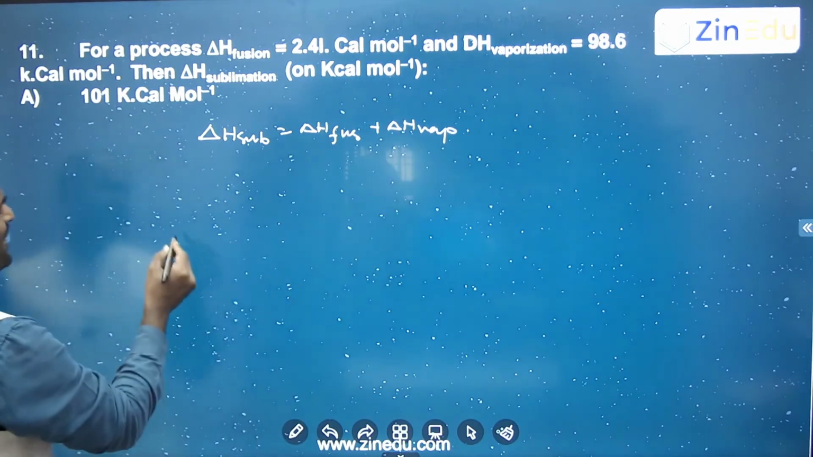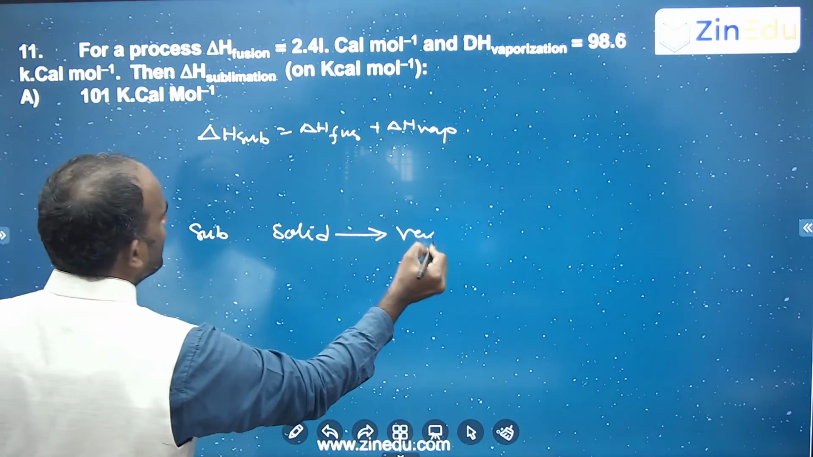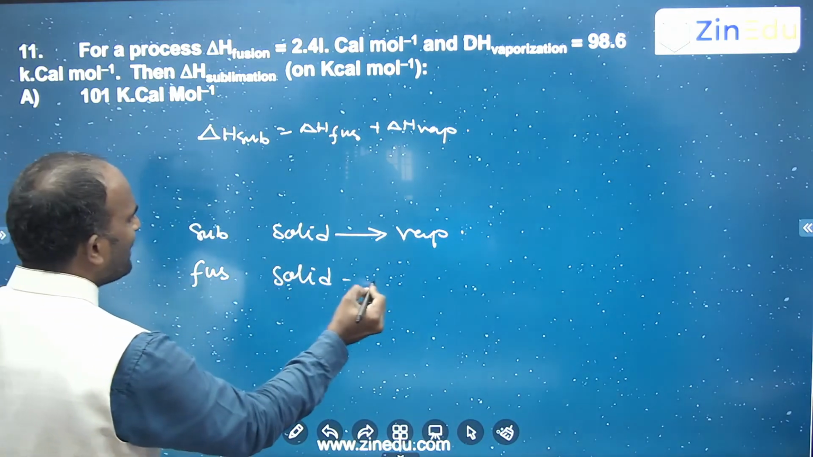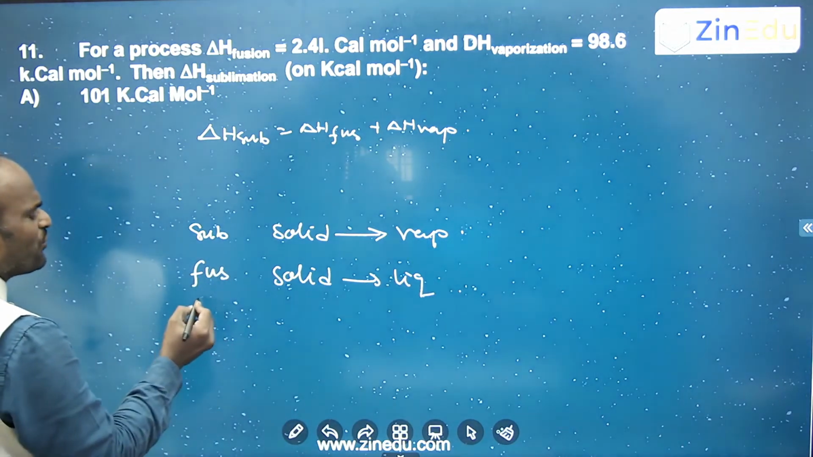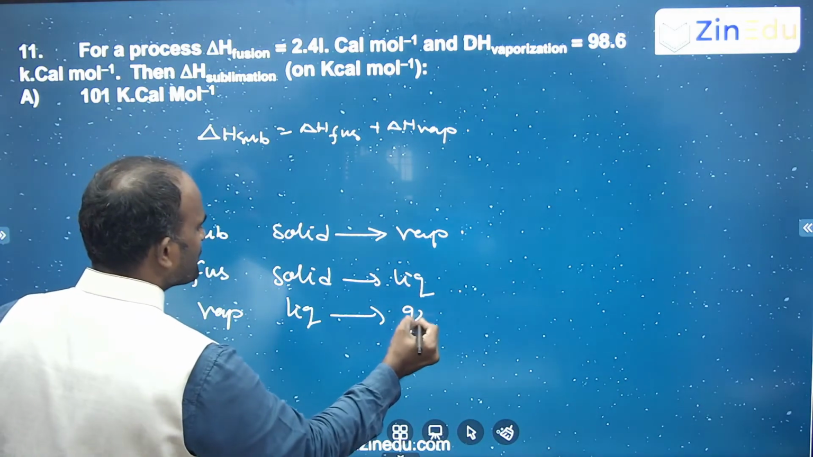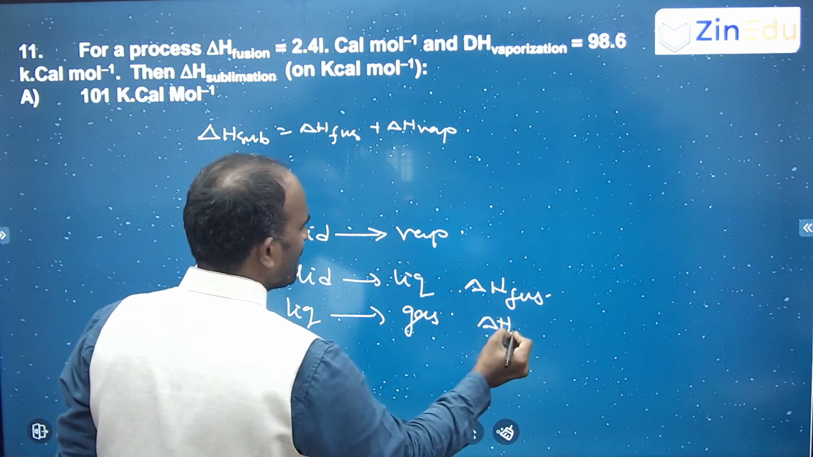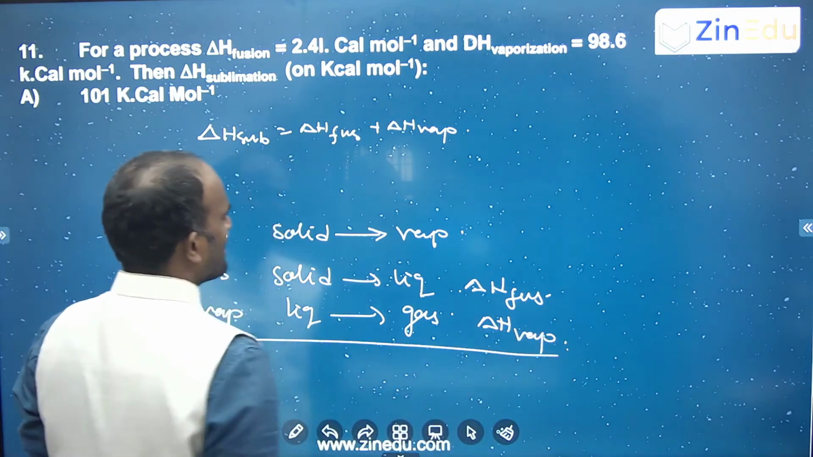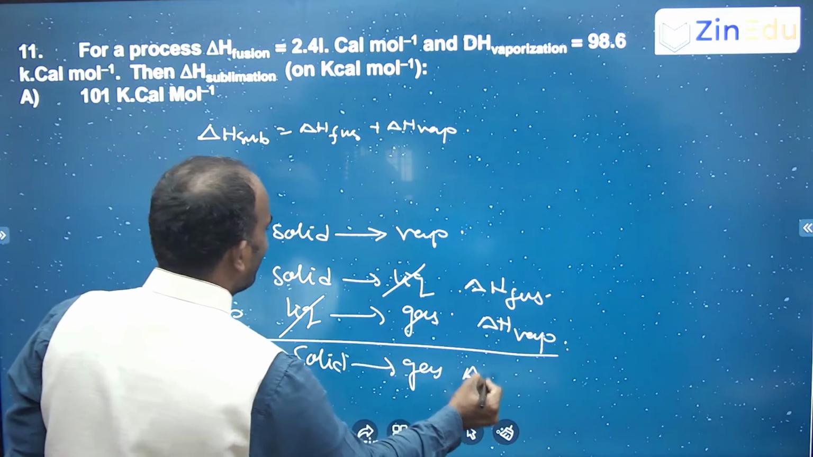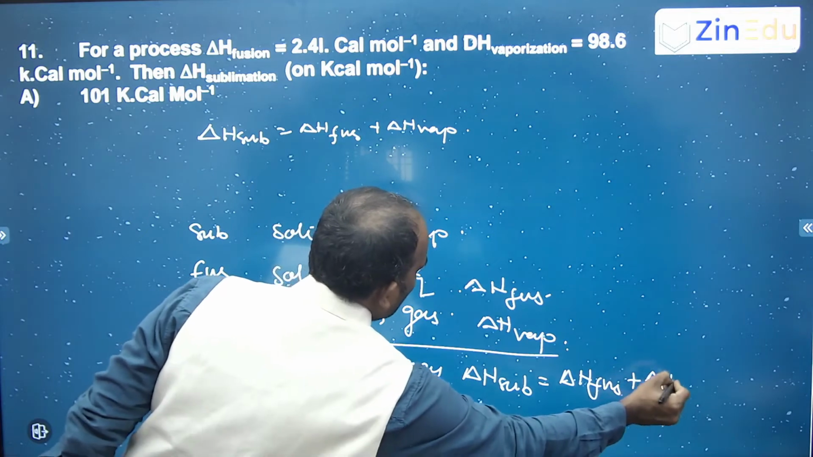Why? Sublimation. What happened in the case of the sublimation? A solid state substance will be directly converted to the vapor state. But in the case of fusion, what happens? Solid will be converted to the liquid, and in the case of vaporization, liquid is converted to the gaseous phase. Now this is delta H fusion, this is delta H vaporization. Now the sum of these two, liquid gets cancelled. Now solid will be converted to the gaseous phase. Delta H sublimation is equal to delta H fusion plus delta H vaporization.